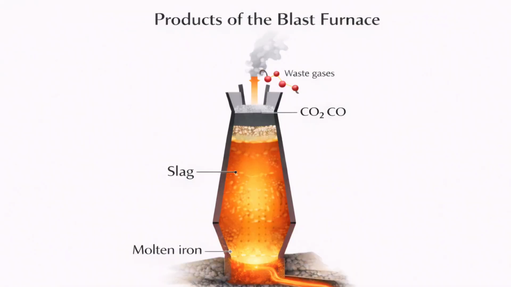At the end of the extraction process, three main products are formed in the blast furnace. First, molten iron is produced and collects at the bottom of the furnace. This iron is later used to make steel. Second, slag is formed from the reaction between calcium oxide and impurities such as silicon dioxide. The slag floats above the molten iron and can be removed easily. Third, waste gases, mainly carbon dioxide and carbon monoxide, leave the furnace from the top and can be recycled as fuel.